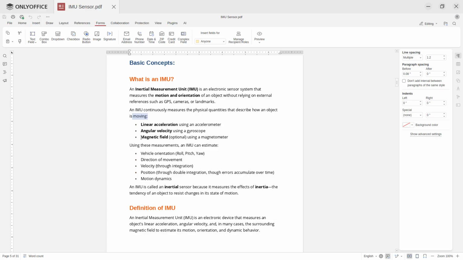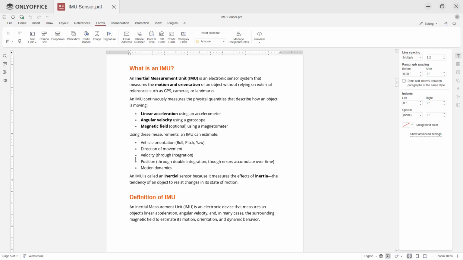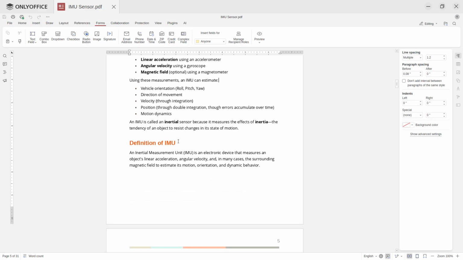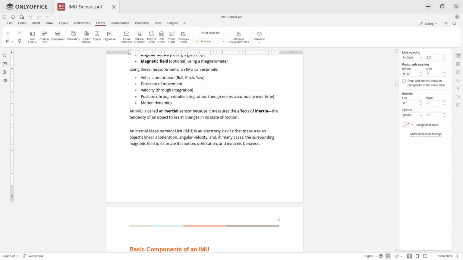This magnetic field is optional, in case you have a magnetometer inside your IMU. Using these measurements, an IMU can estimate what? Vehicle orientation, roll, pitch, yaw, direction of movement, in which direction it is going, velocity, position, and motion dynamics. An IMU is called an inertial sensor because it measures the effects of inertia, the tendency of an object to resist changes in its state of motion.